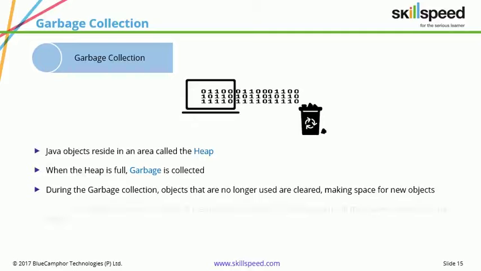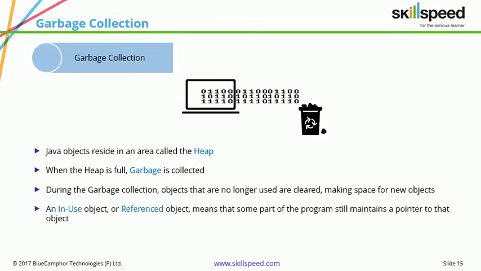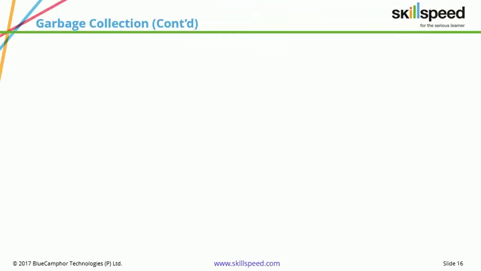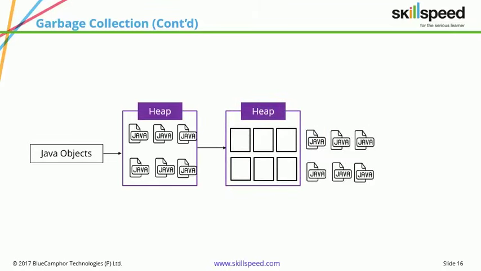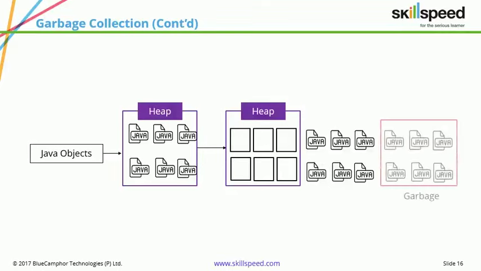And if an object is in use or it is already being referred, it means that some part of the program is still maintaining a pointer. These pointers I'm talking about are not the C language pointers or anything. The pointers are used internally. We don't need to write any pointers. So when you talk about an in-use object or a referenced object, there is a pointer to the referenced object which is maintained by Java internally.